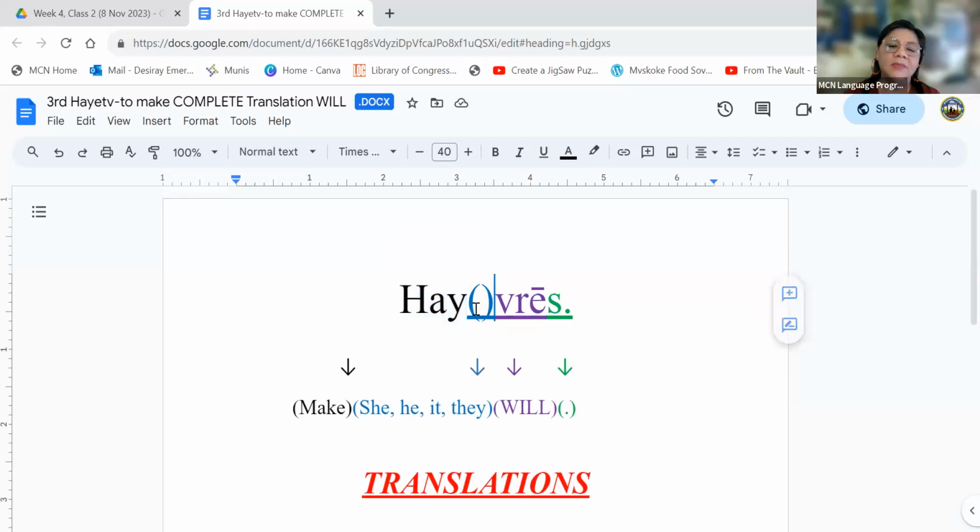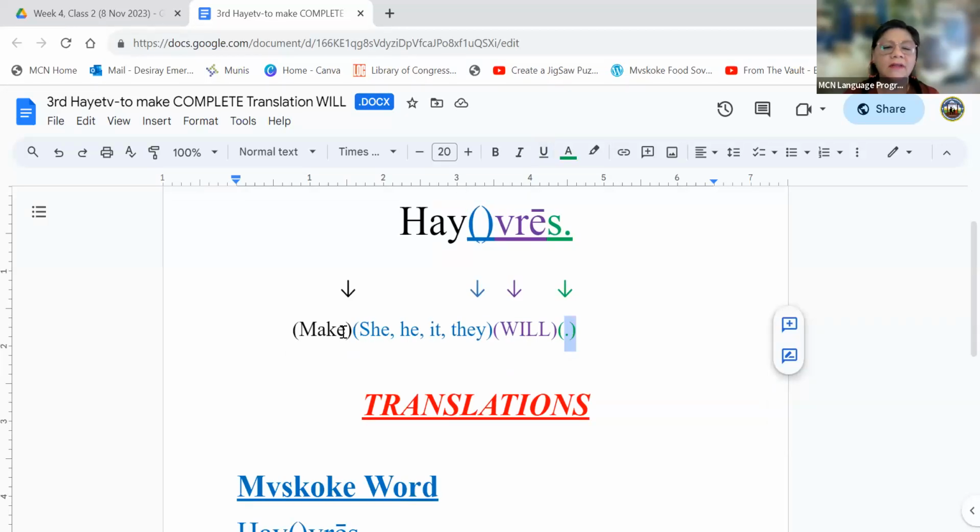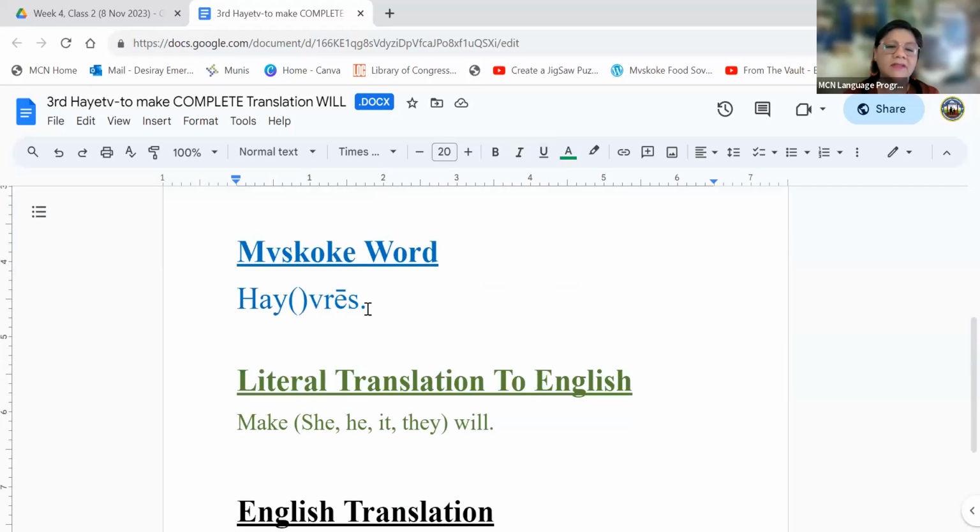So person marker, athes means will, and S period means period. So right here you see Hayeta, which is make. That's what it translates to, make. In these parentheses, she, he, it, they, athes means will, and then this is the period. Make, she will, make, he will, make, it will, make, they will. All right.